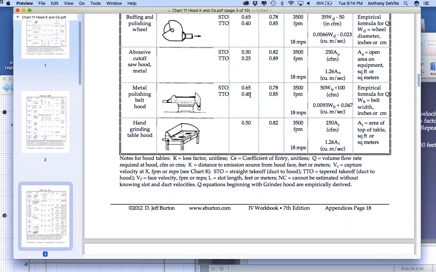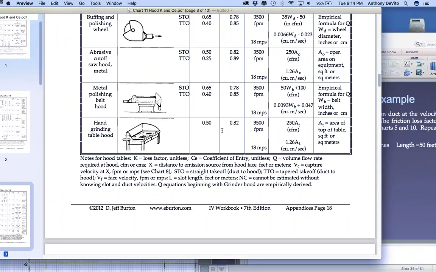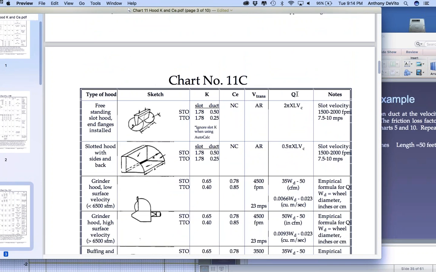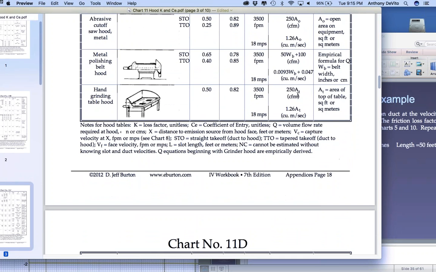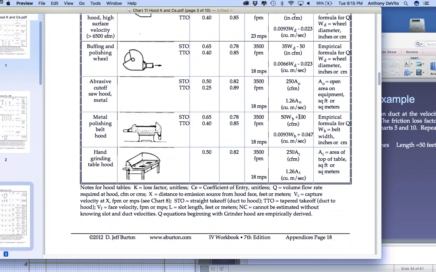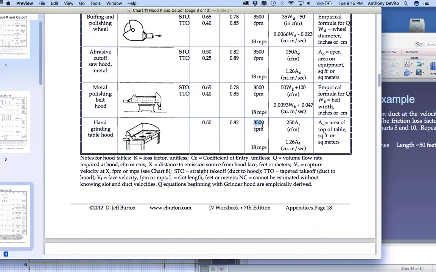Okay, so what do I need to know about this thing? First thing I need to know is, how am I going to figure out what my capture velocity has to be and how much air I have to move? Okay, well, let's see. I got a couple of formulas here. This formula here, Q, what is that equal to? Transport velocity, you want 3,500 feet per minute. It's transport velocity for dust. Remember we said 3,000 to 5,000. It's kind of light dust.